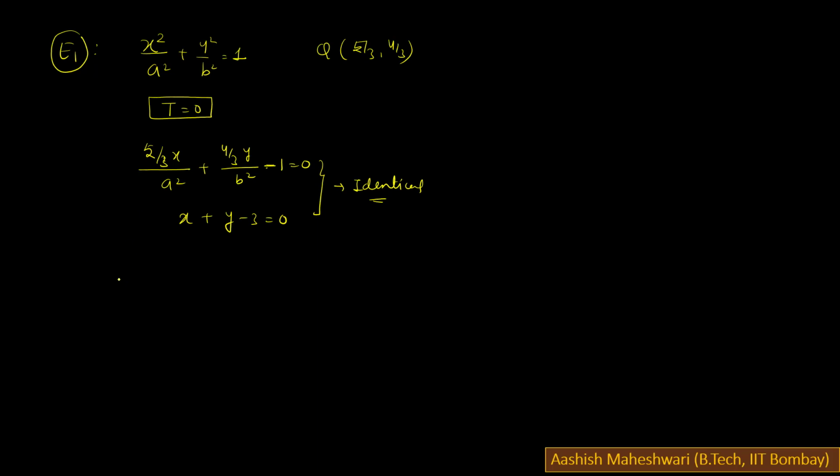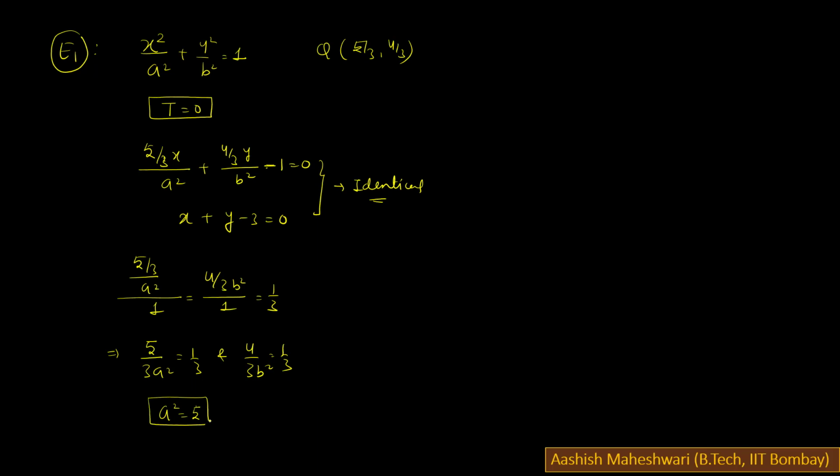So you can clearly see this is 5 by 3 a square divide by 1, so I'll just write this is divide by 1, 4 by 3 b square divide by 1 is equal to 1 by 3. So you can just arrange this. You can see this is 5 by 3 a square is equal to 1 by 3 and 4 by 3 b square is equal to 1 by 3. So now what is a square? This is equal to 5. A square is equal to 5, and what is b square? B square is equal to 4.